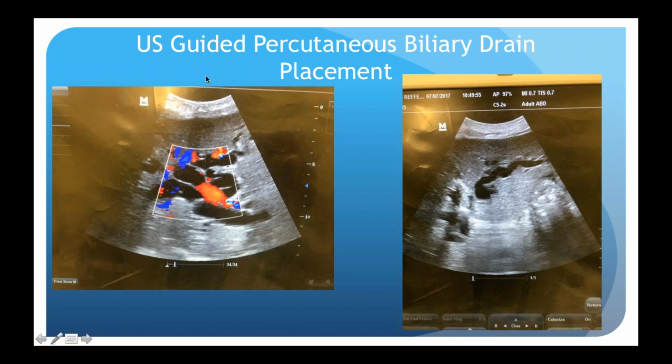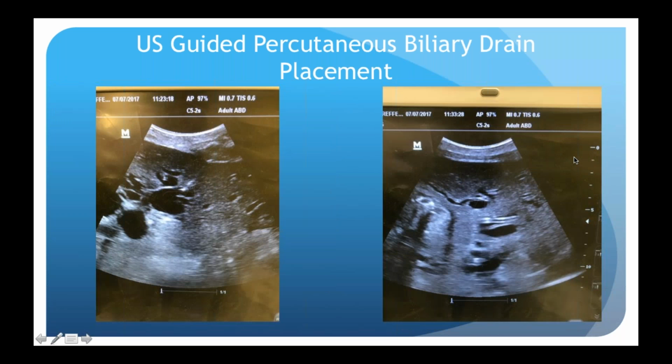And then we also did ultrasound-guided biliary drain placement. So this is a patient with severe biliary ductal dilatation. You can see here on the color, these are all dilated bile ducts. This is the left hepatic lobe here. We were able to access one of these severely dilated ducts under ultrasound, there's our needle entering the duct.